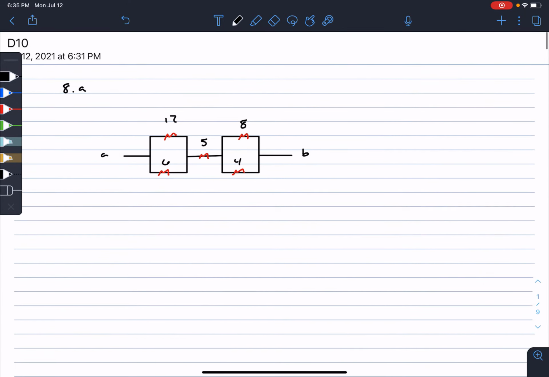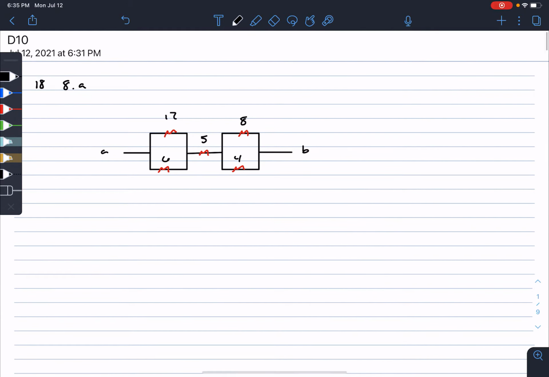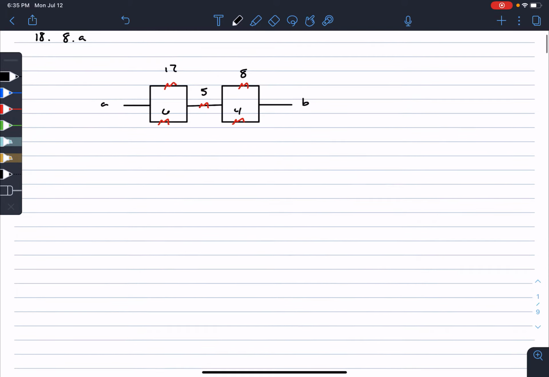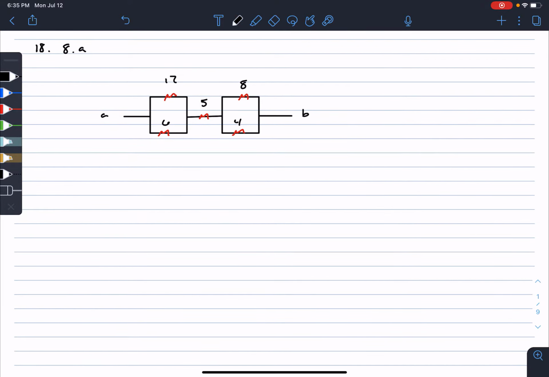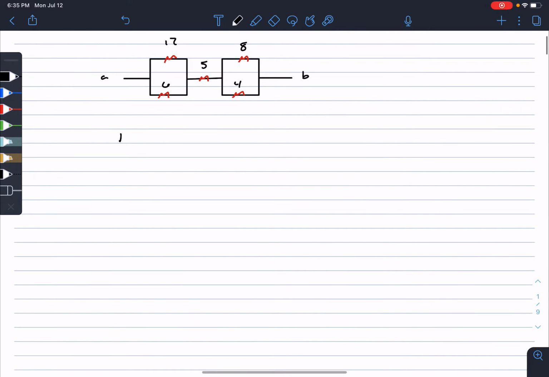Okay, so moving on to chapter 18, doing number 8, part A. We're given a setup, a circuit, and we have a resistor of 6, a resistor of 12 here. In the middle there's one of 5, and then there's another loop with 8 and 4. It asks us to find the equivalent resistance between A and B.